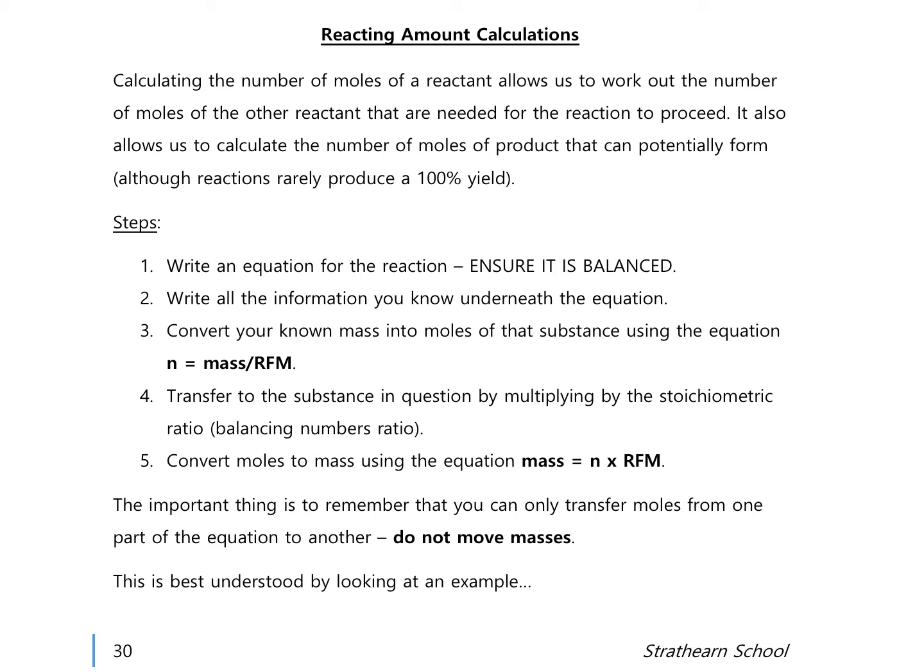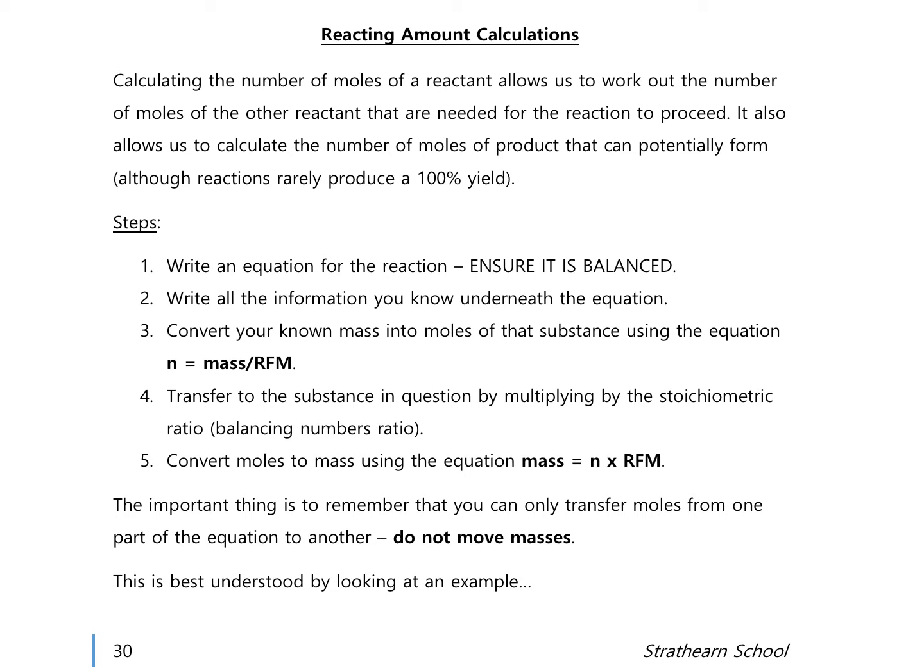Okay, so page 30 and looking at our reacting amount calculation. You would have done this at GCSE, and it's a style of question where they give you a certain mass of something and ask you to work out either the mass of a reactant that you would need to produce this amount, or the mass of product that would be formed from this amount of a substance.